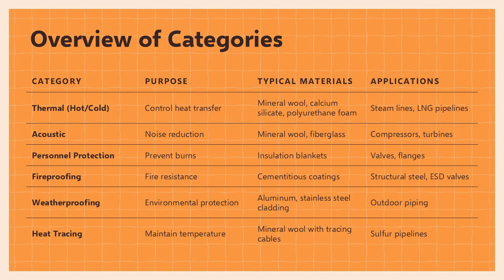Overview of classification of insulation types. Insulation systems in oil and gas are categorized based on their primary function. Number 1, thermal insulation for controlling heat transfer. Number 2, acoustic insulation for noise reduction. Number 3, personnel protection insulation for safety. Number 4, fireproofing or passive fire protection for critical equipment. Number 5, weatherproofing and cladding for environmental protection. And number 6, heat tracing insulation for maintaining process temperatures. Each category addresses specific operational challenges and requires tailored materials and installation techniques. Understanding these categories ensures proper design and compliance with industry standards.